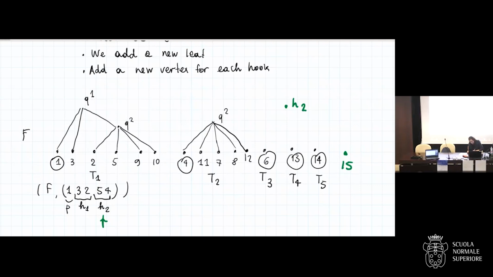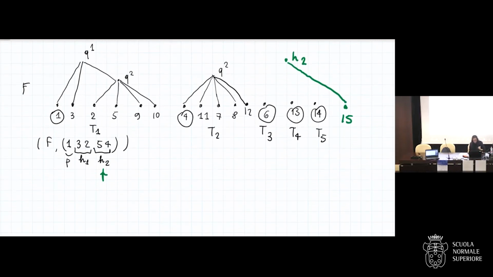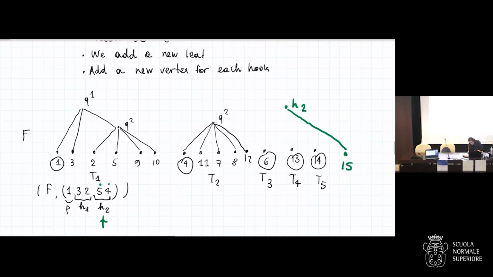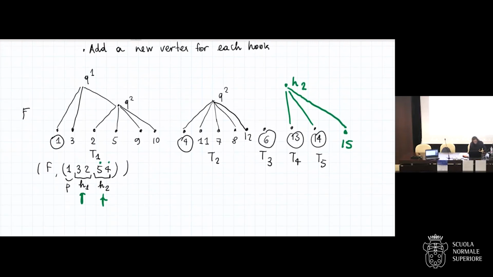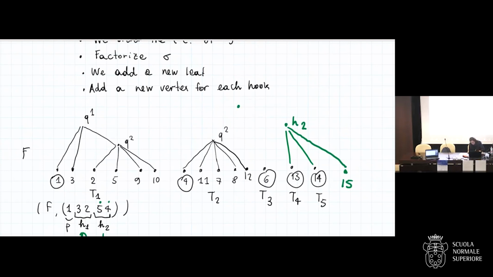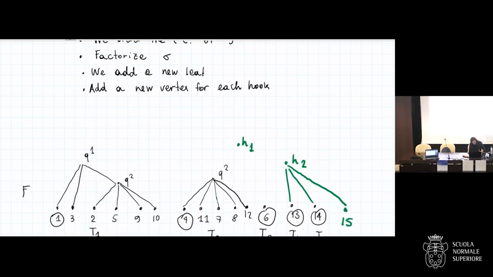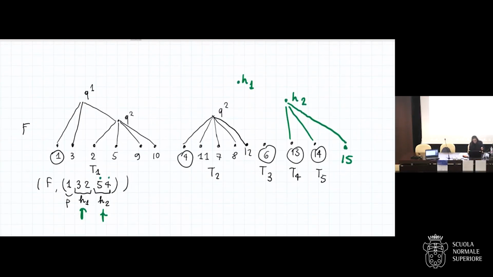And now I'm adding an internal edge between H2 and the leaf I just added, and then between H2 and the two trees corresponding to the numbers appearing in this hook. So here I have 5, 4, so I'm drawing this. Now I go on and scan and find this second hook, and I draw a new internal vertex, H1. And now I'm connecting H1 to the last vertex I added.